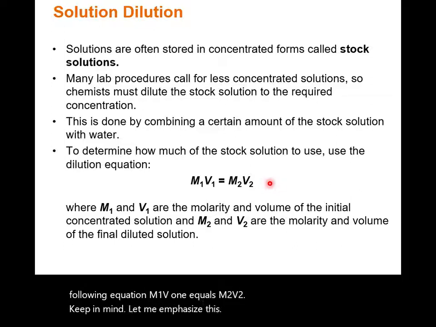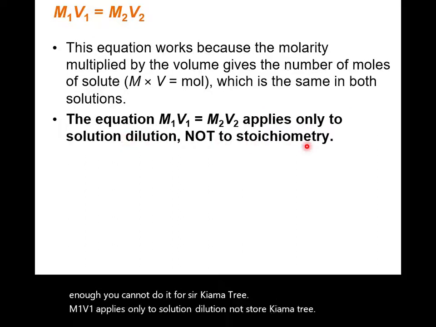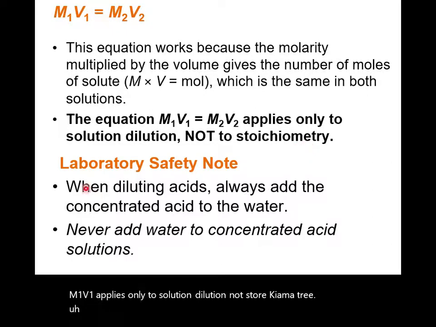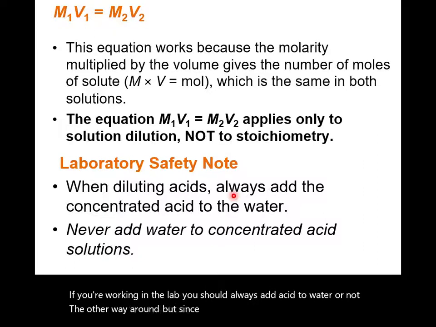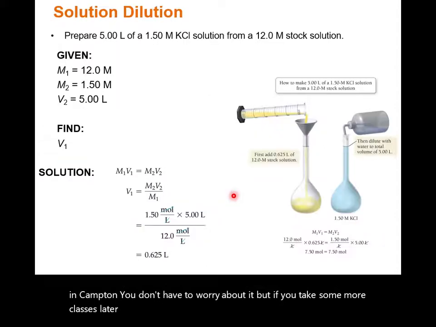You can only use M1V1 equals M2V2 for dilution problems, not stoichiometry. I can't emphasize that enough. You cannot do it for stoichiometry. M1V1 applies only to solution dilution, not stoichiometry. If you're working in the lab, you should always add acid to water, not the other way around. But since we're not going to be diluting anything in Chem 10, you don't have to worry about it. But if you take some more classes later on, that's something you need to know.